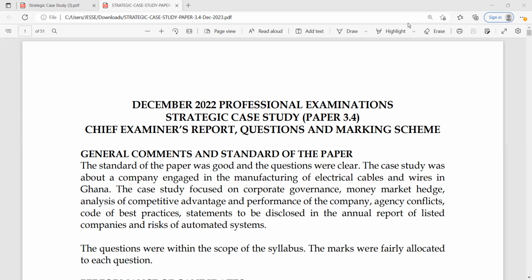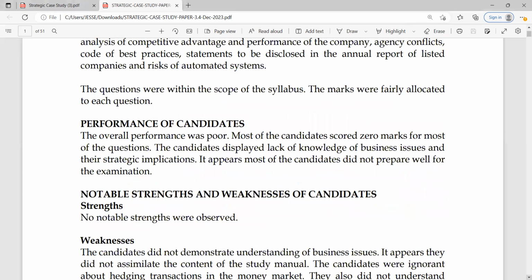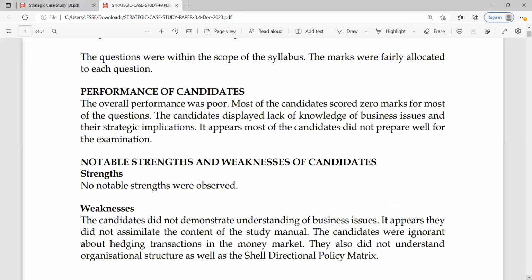So first of all, one of the things I entreat students to do is to go into the ICA website, and it's always crucial to read the examiner's report, right? To understand what are some of the things that students did well and some of the things they usually do not do well at, right? So it's very, very important. In the first page of this report, you'd see the performance of candidates, and we are being told here that the overall performance was poor.